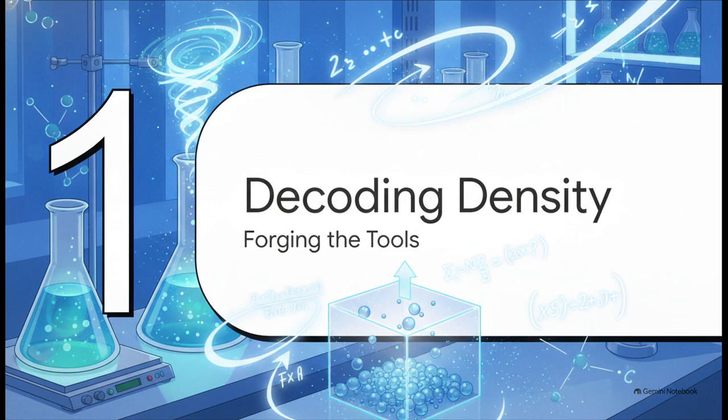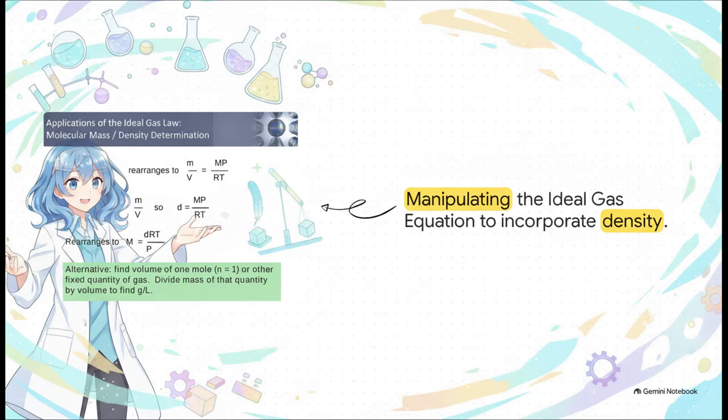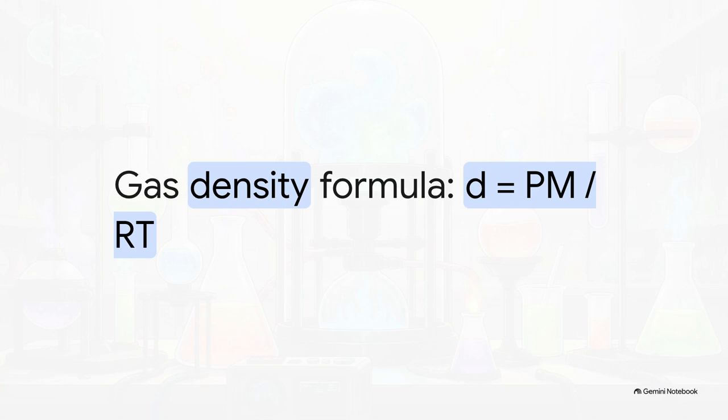All right, let's move into our next section, forging the tools: decoding density. Let's see how we can manipulate our master key. We know density is really just mass divided by volume. And from our chemistry basics, we also know that the number of moles, n, is equal to the mass of our sample divided by its molar mass. If we substitute that directly into the ideal gas law and start moving our variables around, we divide out the volume, bring in the molar mass, and suddenly we've transformed the equation to solve for density directly.